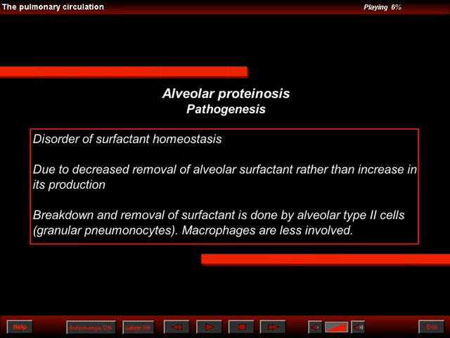Pulmonary alveolar proteinosis is considered to be a disorder of surfactant homeostasis. It is due to decreased removal of alveolar surfactant rather than an increase in its production. Breakdown and removal of surfactant is done by the pneumonocytes type 2. Remember the type 1 is the one involved with gas exchange, and we see granules in these pneumonocytes type 2. We also know that the absorption is primarily by macrophages, and the latter appear to be less involved.